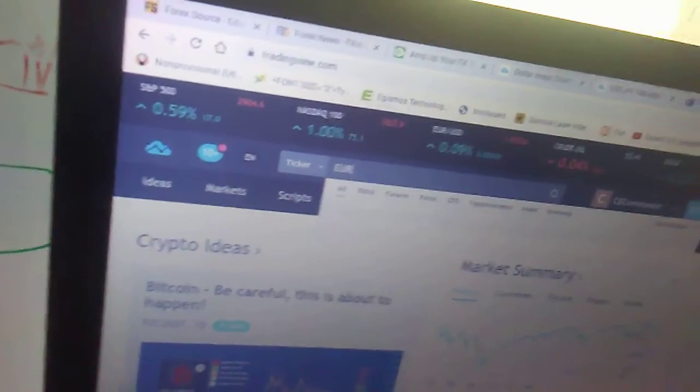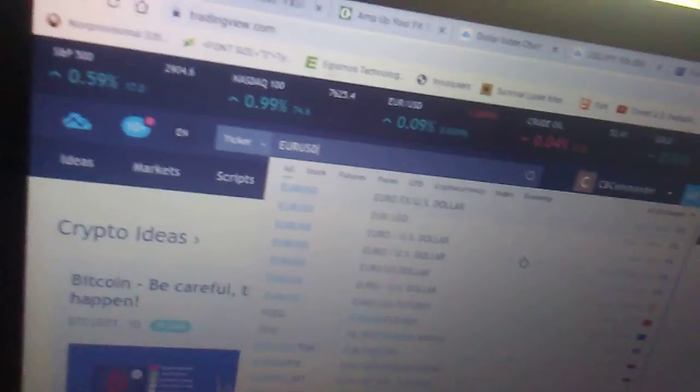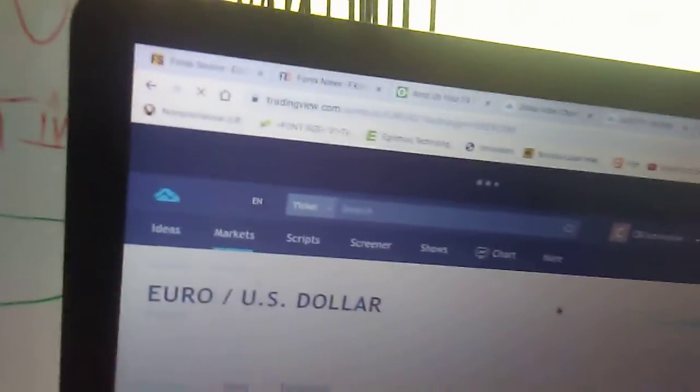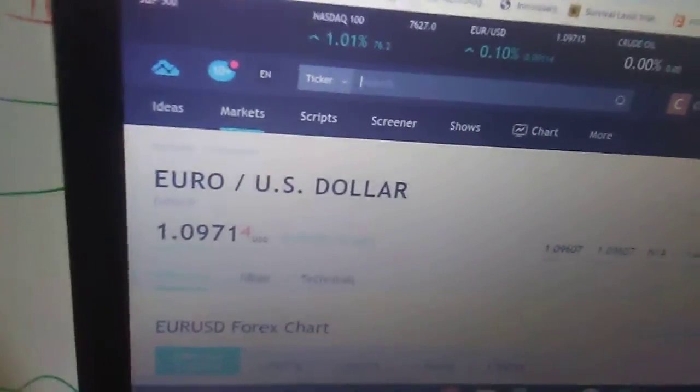Okay, now TradingView. Let's just go to the EUR/USD. EUR/USD. And let's go over here to Forex.com, in case I want to do a trade. Let's go to full featured chart.